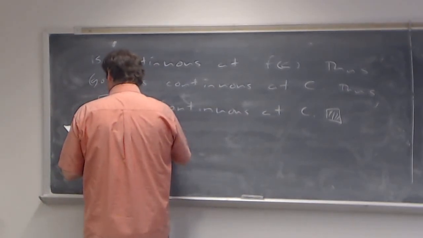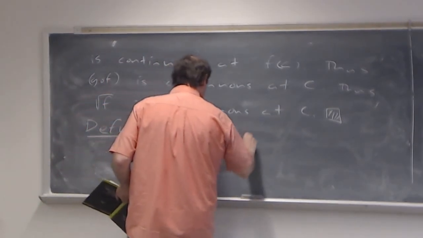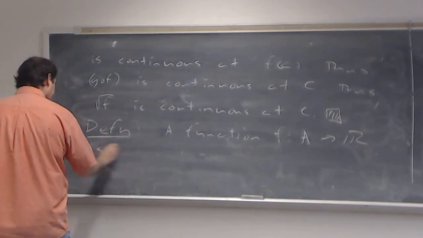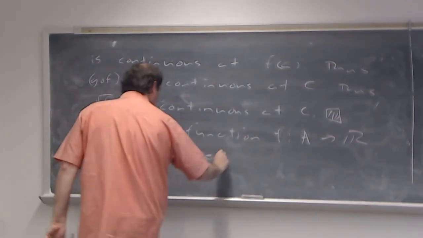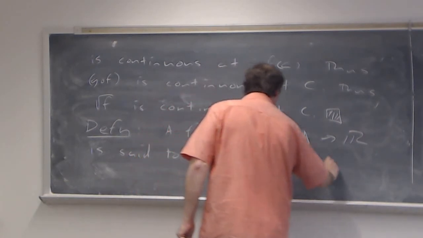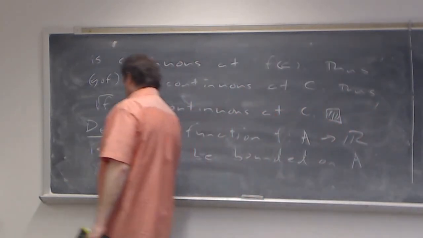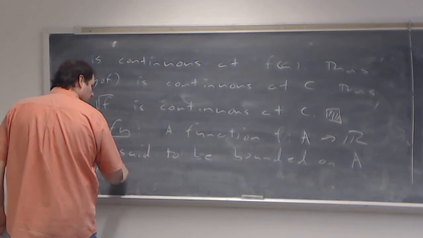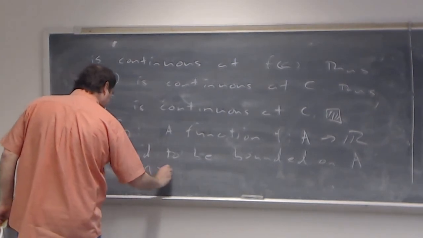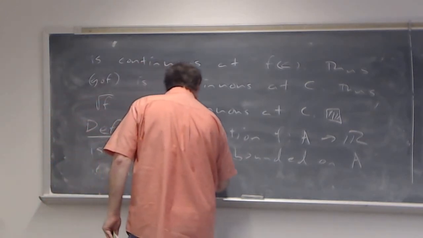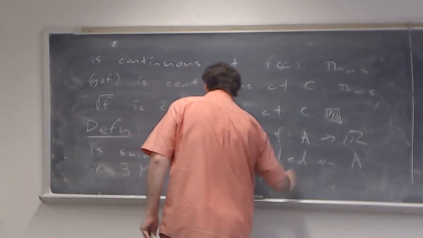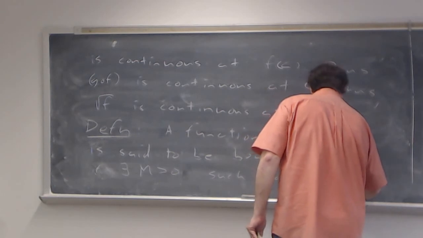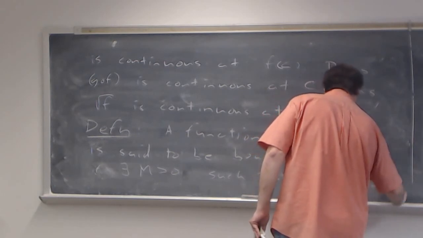If we have a function f that goes from A to R, it is said to be bounded on A if there exists an m greater than 0 such that for all x element of A, the absolute value of f of x is less than or equal to m.